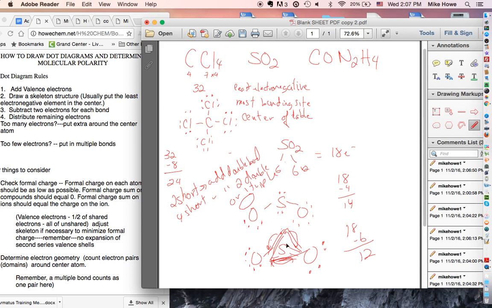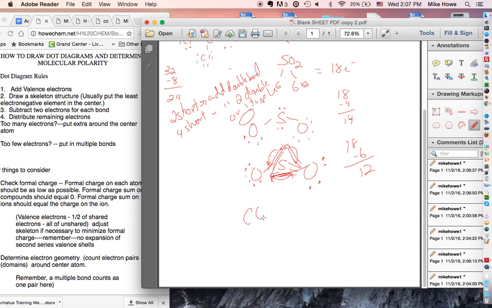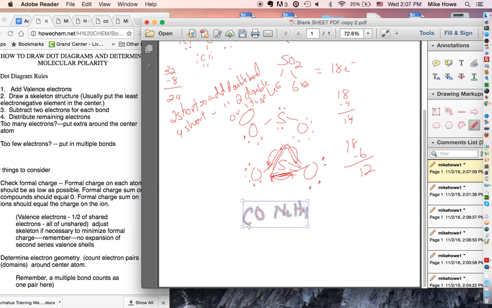All right, the last picture, CON2H4. Okay, C has 4 valence electrons. So you're going to add the valence electrons first. Okay. So C has 4. Oxygen has 6. N has 5, but there's 2 N's. And hydrogen has 1, but there are 4 of them. So I've got 10, and 10 is 20. I've got 24 valence electrons.